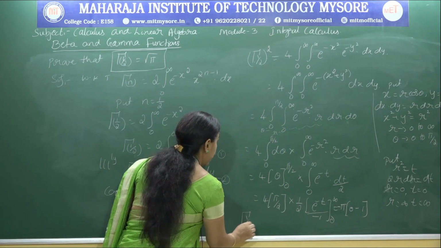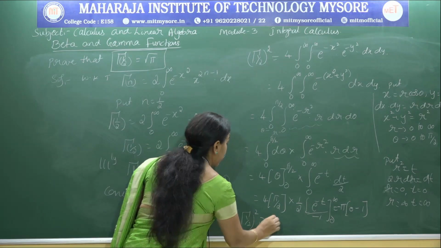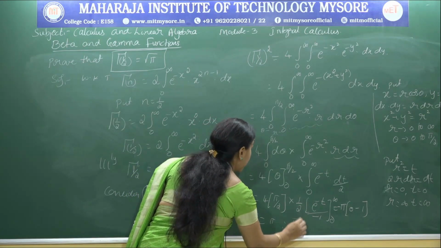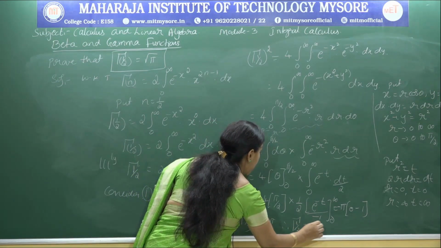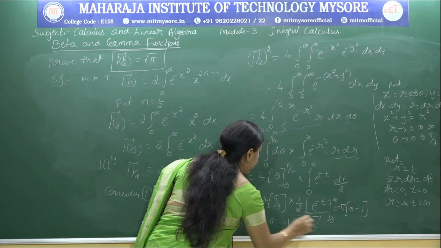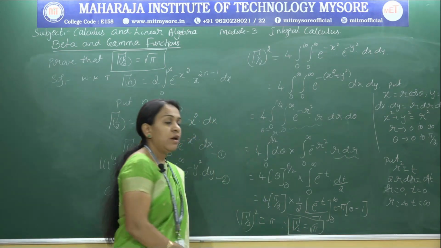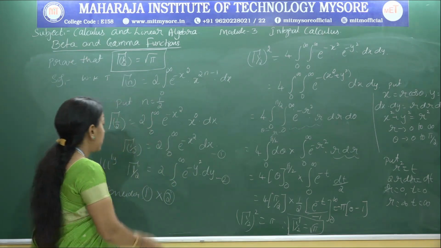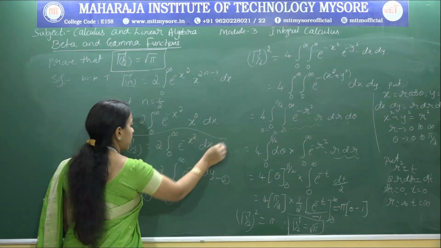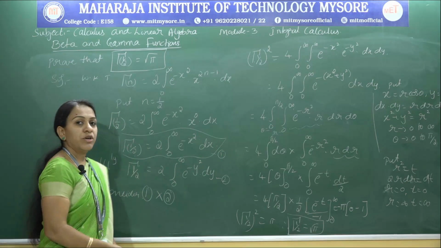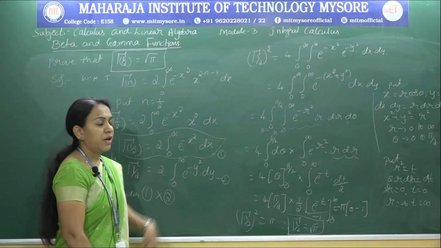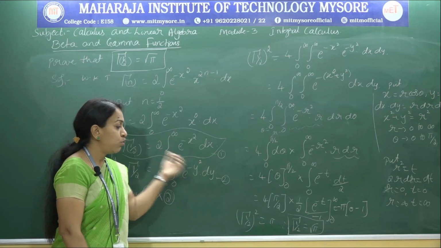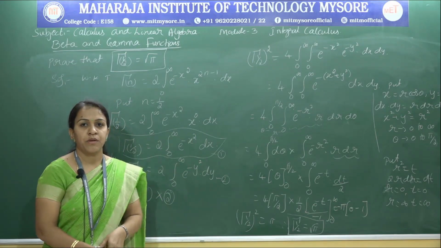So gamma half whole square is pi, or what is gamma half? So gamma half is root pi. So remember the result, gamma half is root pi, and one more result, that is this one: whenever we have integral e power minus x square dx, that can be replaced by root pi by 2. Okay.